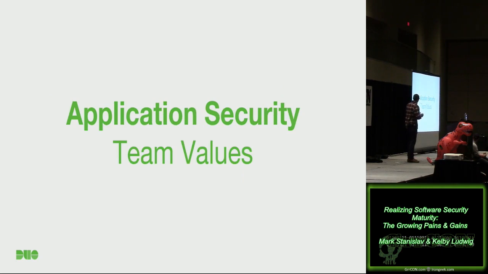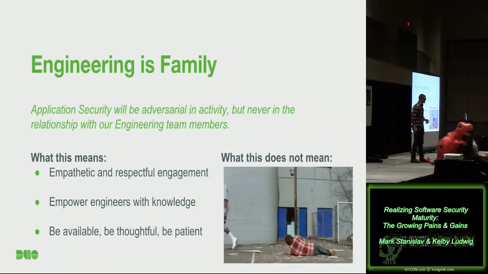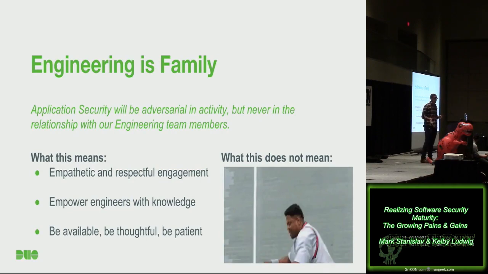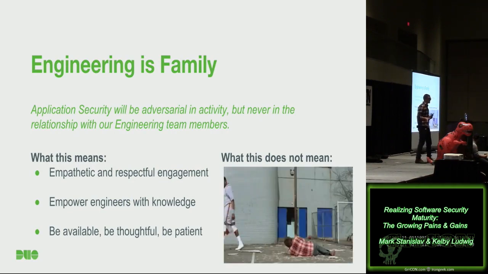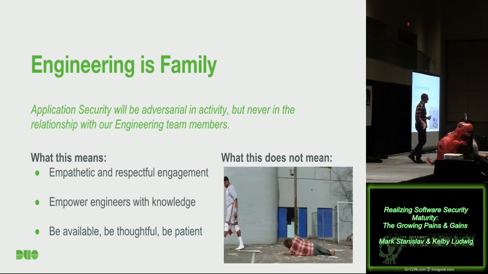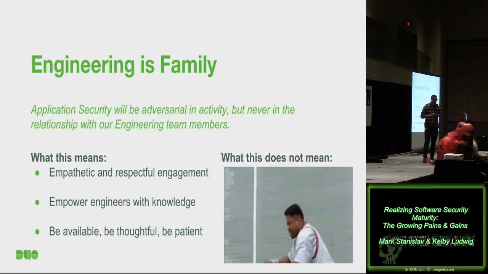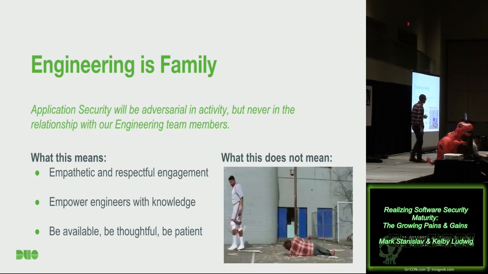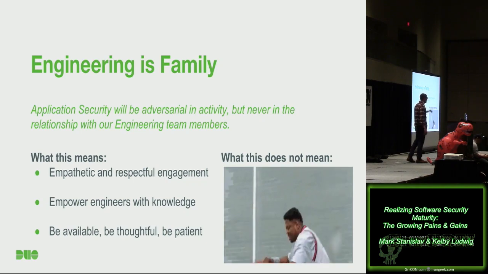Another key aspect of our application security program is our team values. So before we get into what we do specifically, I think it helps to frame how we think about our day-to-day work and how it impacts the people that we're working with. So our first team value is engineering is family. As an AppSec team, the work that you're doing is inherently adversarial. However, we never want the relationship with engineering to be adversarial. So this means that we must take every possible chance we can to be empathetic and understand what our output means for our number one customer.